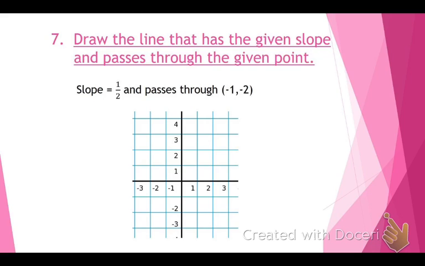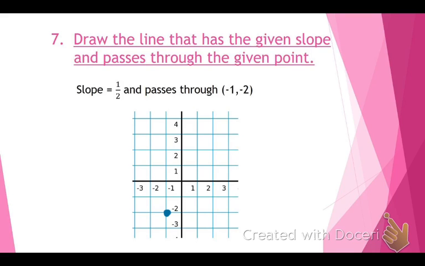Number 7 says draw the line that has the given slope and passes through the given point. So it tells you here that the slope is 1 over 2 and it passes through (-1, -2). Does anybody remember what step I have to do first before doing anything else? Ms. Vorpahl? All right, Tati, what's the first thing I got to do? Okay, I got to find (-1, -2). I go to the left 1 and down 2.